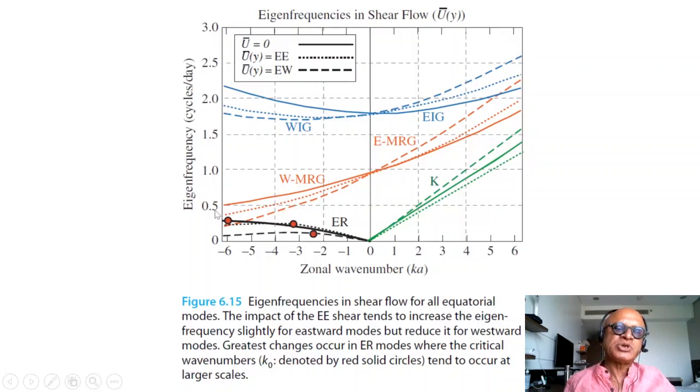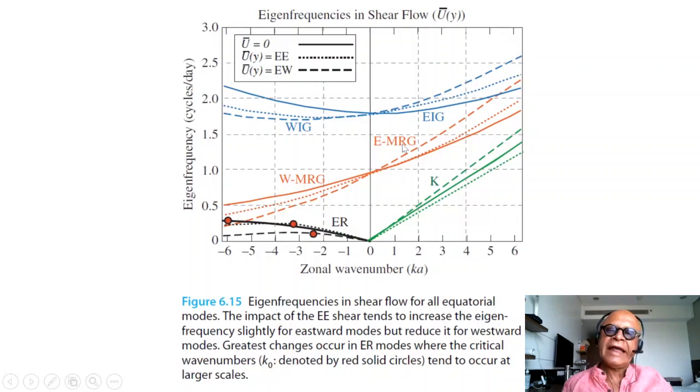So this is again our dispersion diagram of eigenfrequency versus zonal wave number and the impact on different families of waves. For Kelvin waves here, there is not a huge change based on the background easterly shear. Similarly, the westward and eastward mixed Rossby gravity waves have somewhat larger impact than the Kelvin waves. So the Kelvin wave still remains essentially a non-dispersive eastward propagating gravity wave in the background shear.